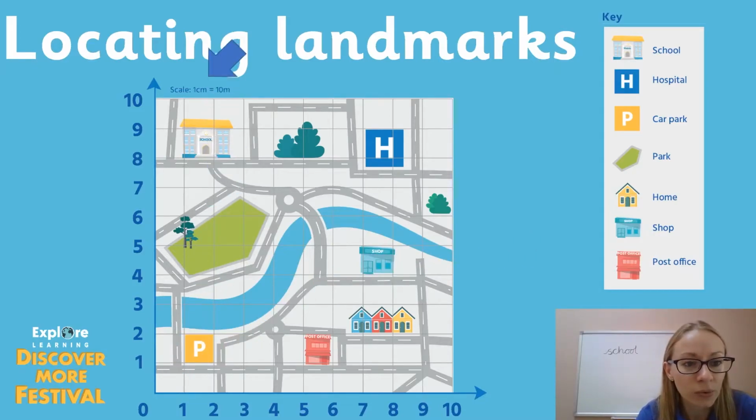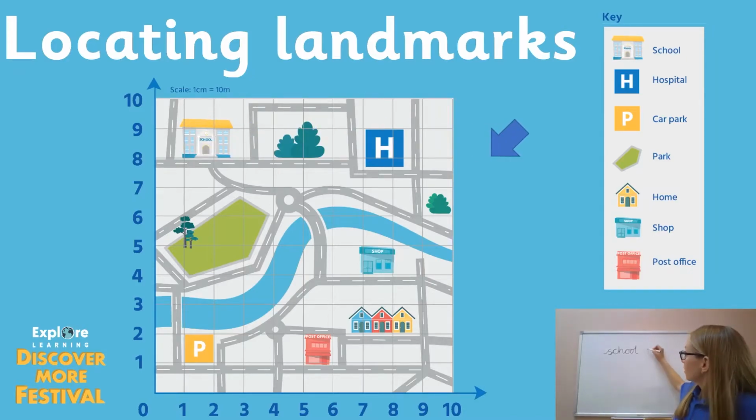Okay, so the school I've spotted is here. It's at the top of our map. So let's check our x-axis first of all. We're going to move along to the number 1. Then we're going to go all the way up here to the number 8. Okay, so the bottom left-hand corner of the school is located at point 1, 8. Well done if you got that one correct.